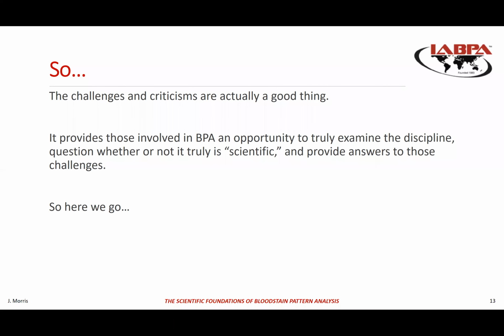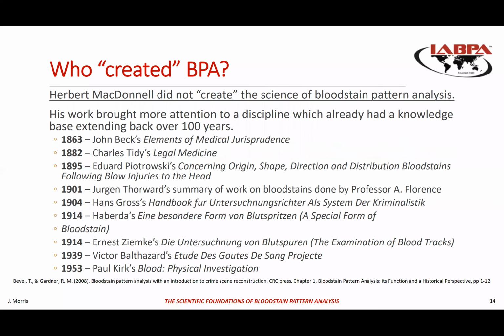So here we go. What are the scientific foundations for bloodstain pattern analysis? The first thing that we need to do is answer a common criticism. Herbert McDonnell was a large figure and is a large figure in the history of bloodstain pattern analysis. But bloodstain pattern analysis was not created by Herbert McDonnell.